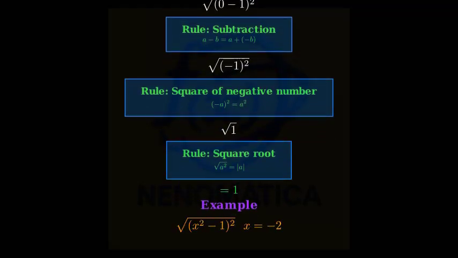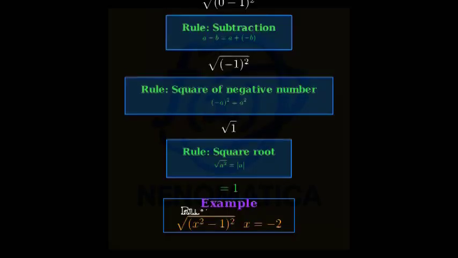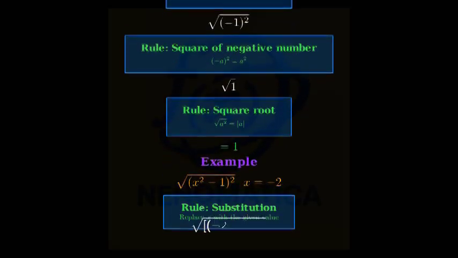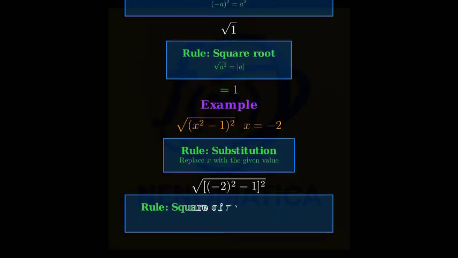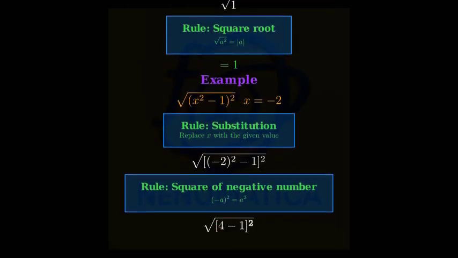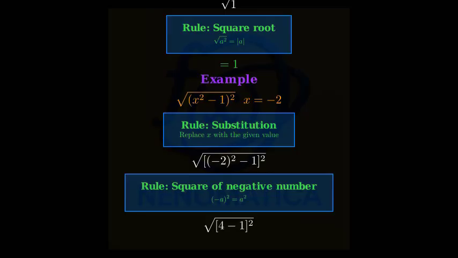Now we want to evaluate the same expression, the square root of the quantity x squared minus 1, all squared, but this time with x equals -2. First, we'll use the substitution rule again to replace x with -2 in our expression. Now, let's calculate -2 squared. Since -2 squared equals +4, we get square root of the quantity 4 minus 1, all squared.